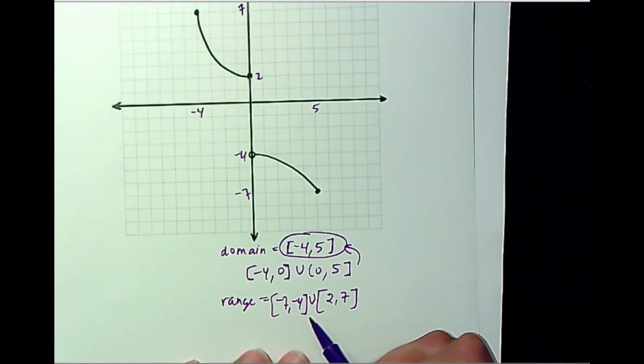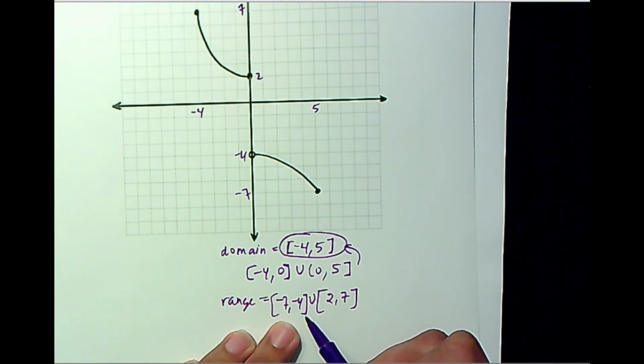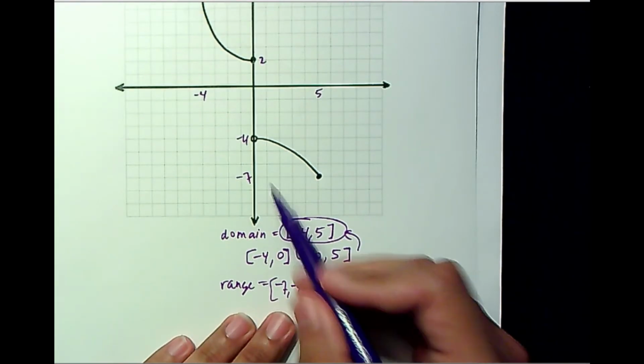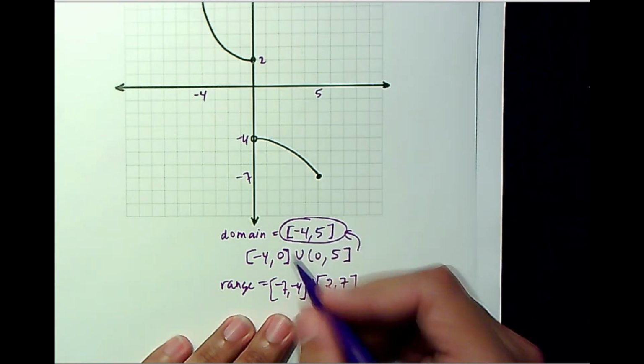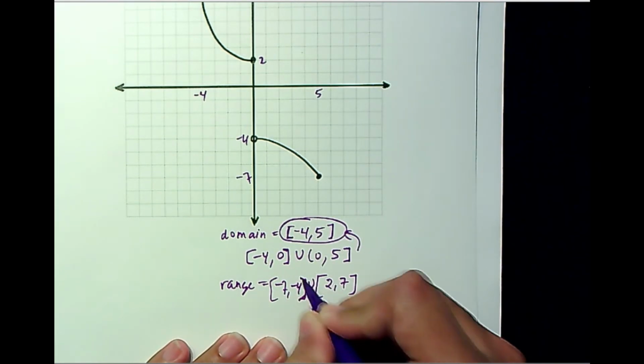And now, you see I included the -4, that's wrong. You should not include the -4 because there's a hollow dot there. So let's make that correction real quick. That should be a parenthesis.